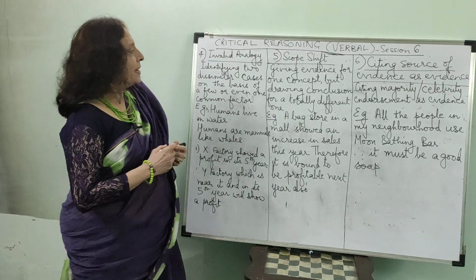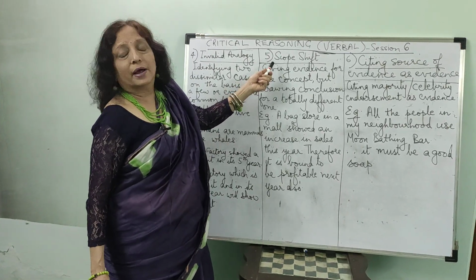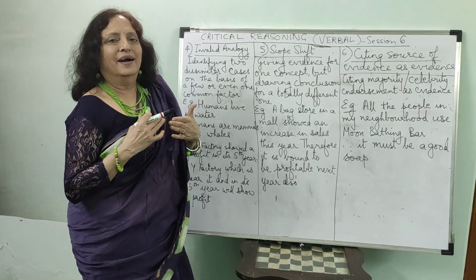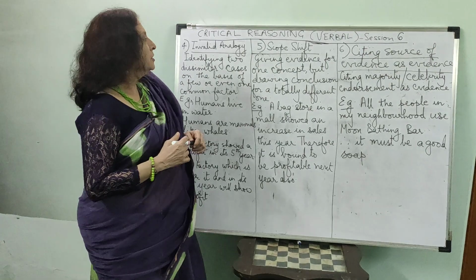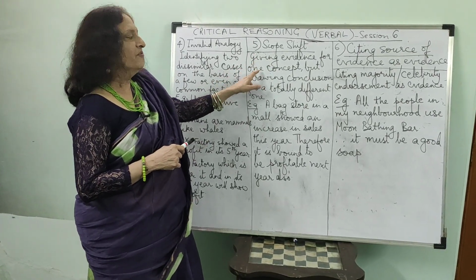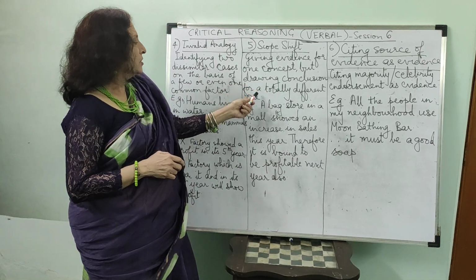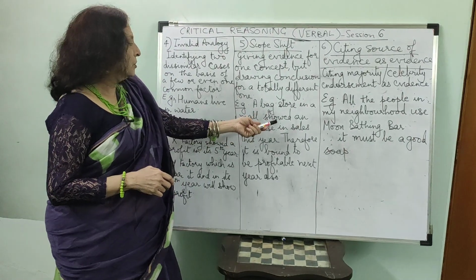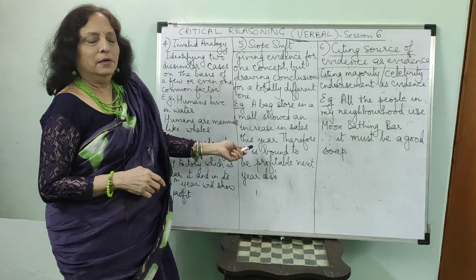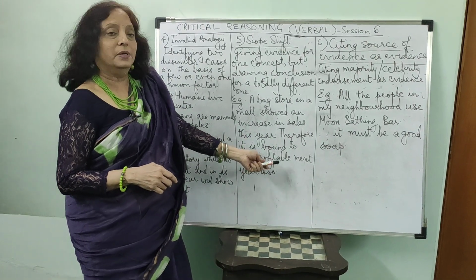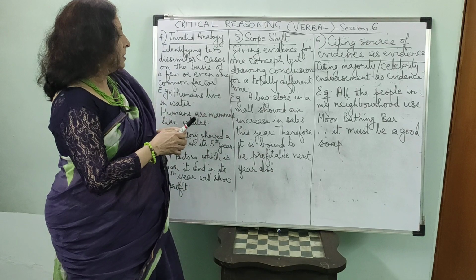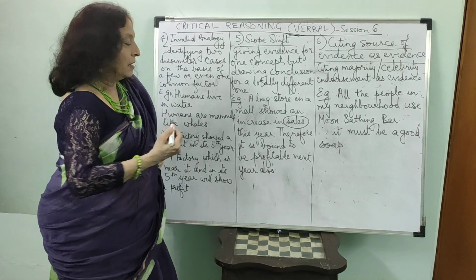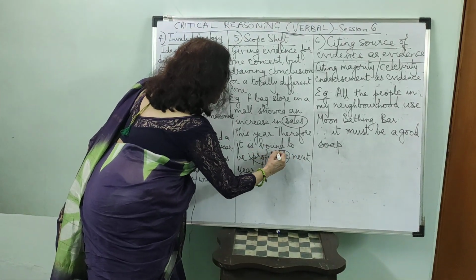The next one is a very sly kind of fallacy because it is not immediately identifiable. It is called scope shift. Scope shift means giving evidence for one concept but drawing a conclusion for a totally different one. For example, a bag store in a mall showed an increase in sales this year. Therefore, it is bound to be profitable next year also. Now here the evidence says that there is an increase in sales, and it concludes that next year also it will be profitable.